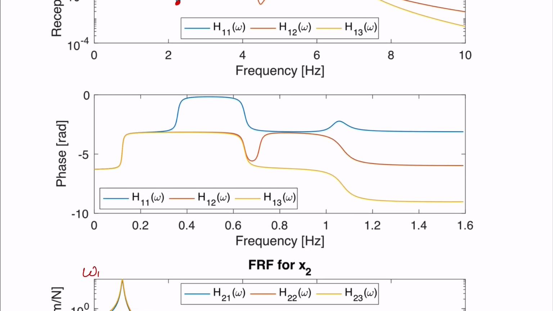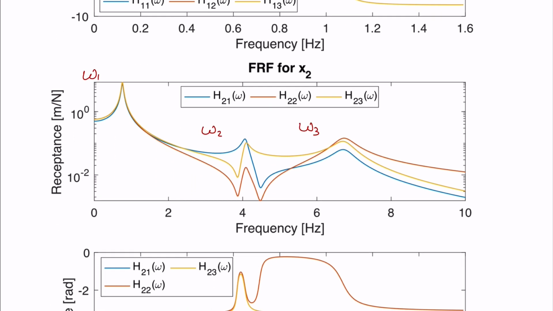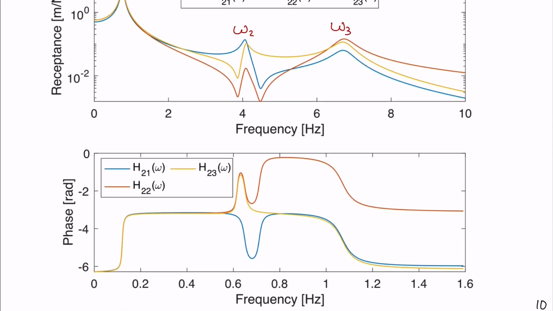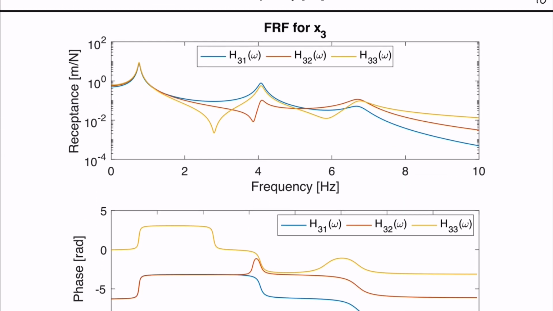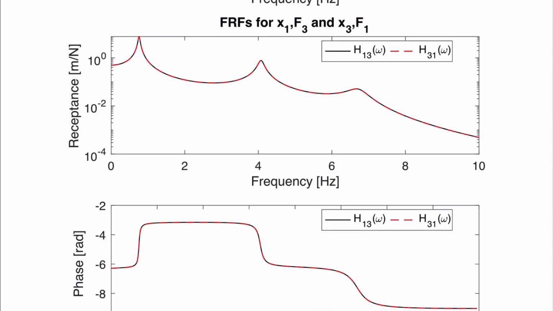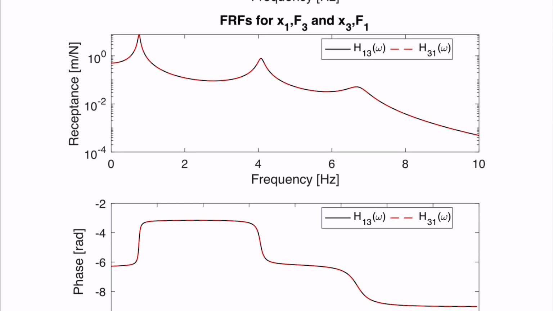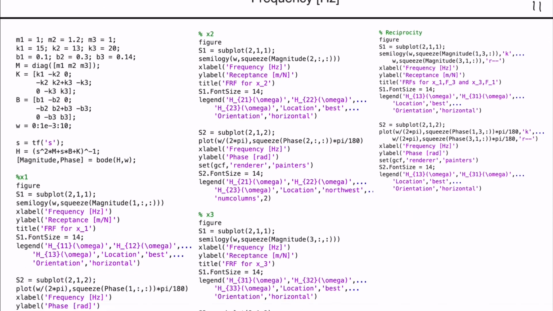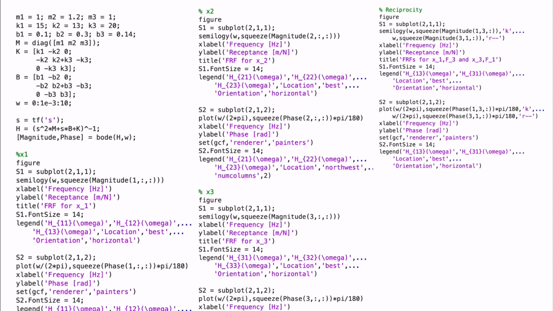All right. So here is what it looks like for the second degree of freedom, and these omegas got shifted a little bit. Here's what it looks like for the third degree of freedom, and then if you compute the FRF for x1 with respect to f3 and then x3 with respect to f1, you find that they're exactly the same, and the reason is because of what is known as reciprocity, or the reciprocity theorem. Okay, so MATLAB code is given here, and then we'll start the discrete Fourier transform next week.